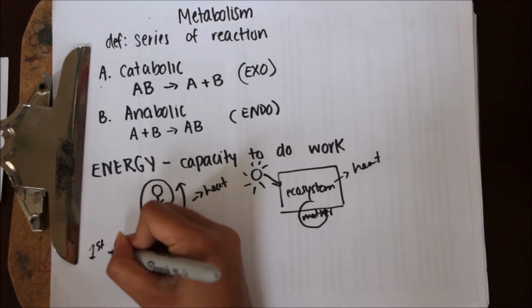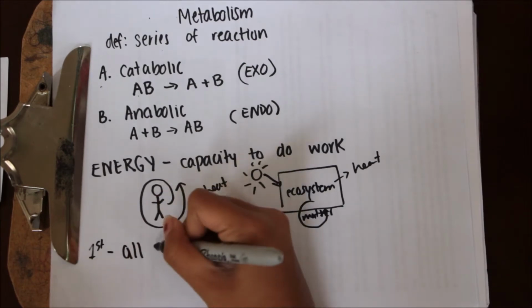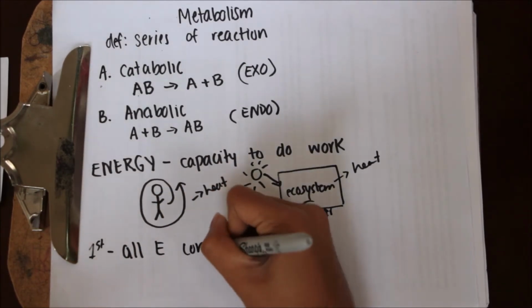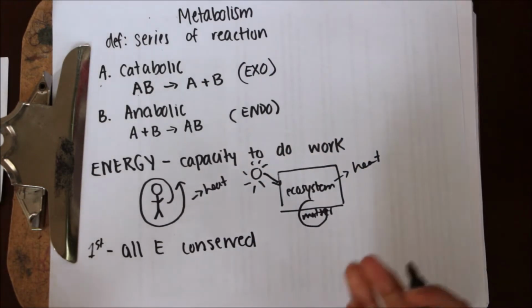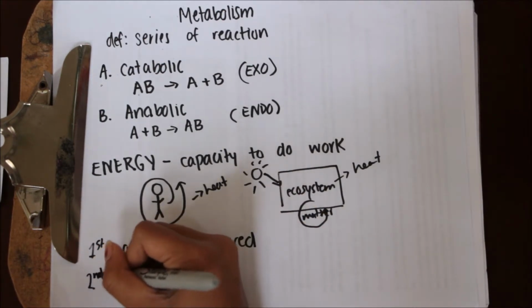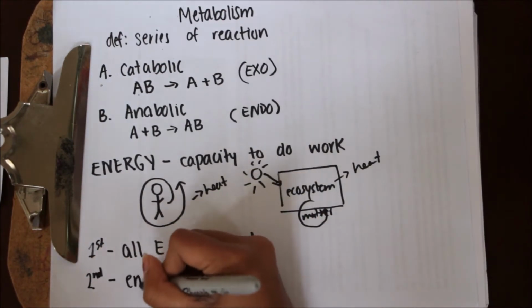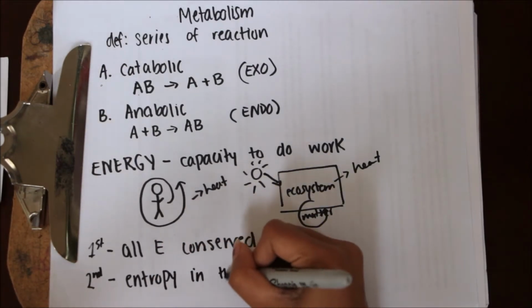The first law of thermodynamics, which is just all energy is conserved. And this can be broken down into energy can never be created or destroyed. The energy in the universe is always constant. Now the second law states that the entropy in the universe is always increasing.